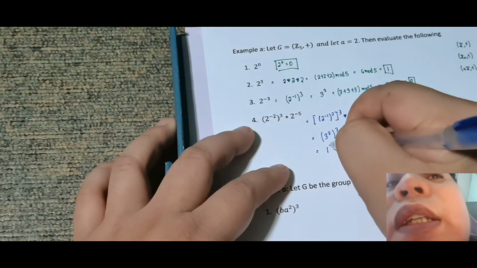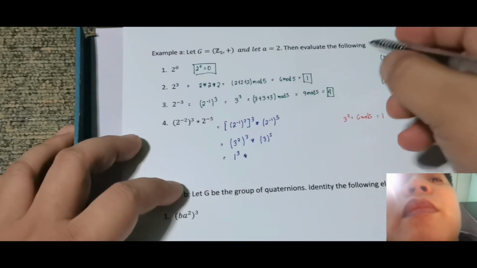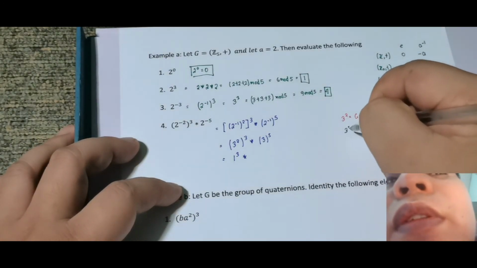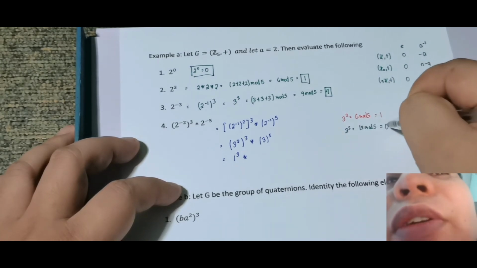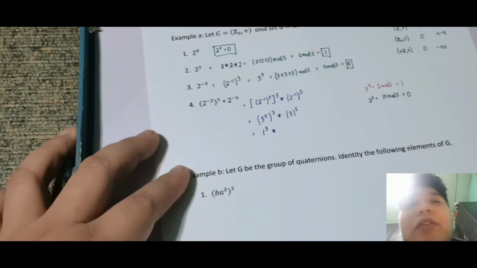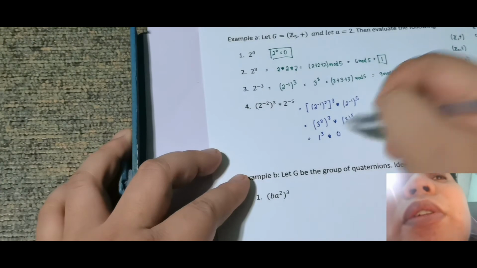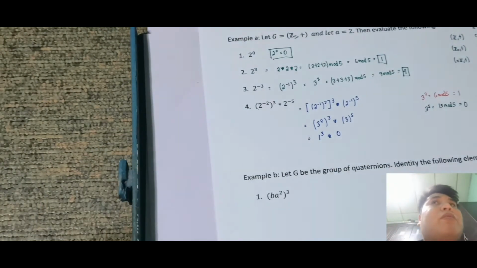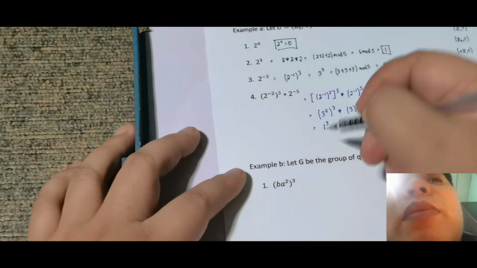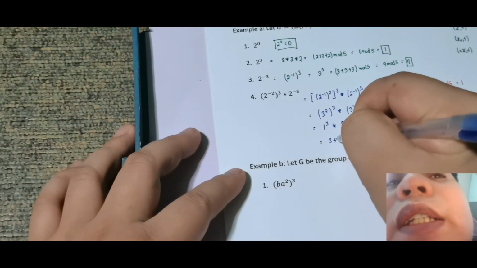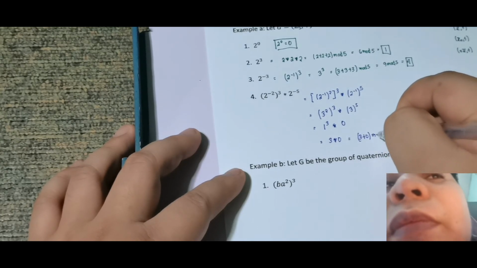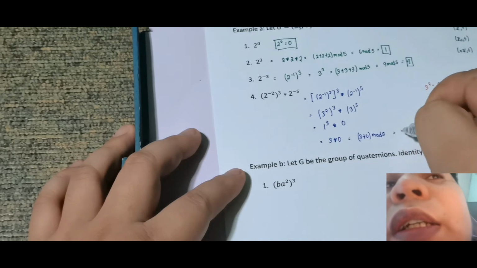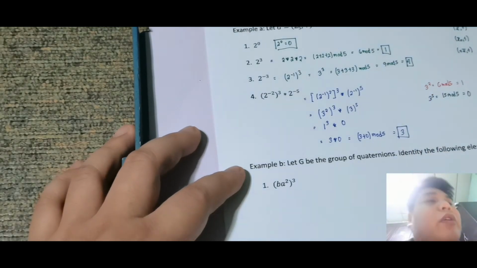So this is just 1 raised to 3 asterisk, we have 3 raised to 5. So 3 raised to 5 is simply 15 mod 5, which is equal sa 0. So this is just 0 kasi tinapos ko na siya. Next is 1 raised to 3. So that is 1 plus 1 plus 1, that is 3. 3 mod 5 is 3. So meaning this is equal sa 3 asterisk 0, which is equal sa 3 plus 0 mod 5, which is equal sa 3. Okay, so therefore yan yung sagot.